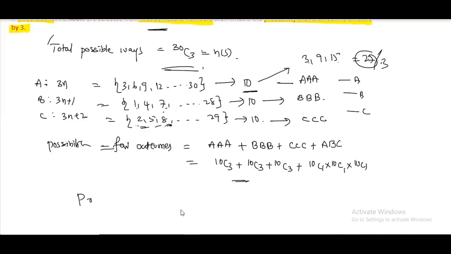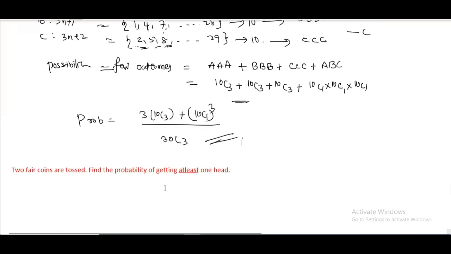So now the probability is 3 times 10C3 plus 10C1 whole cube, divided by the total 30C3. So this is the answer. You can simplify this also, but right now I'm leaving it here. So let's see the next question.